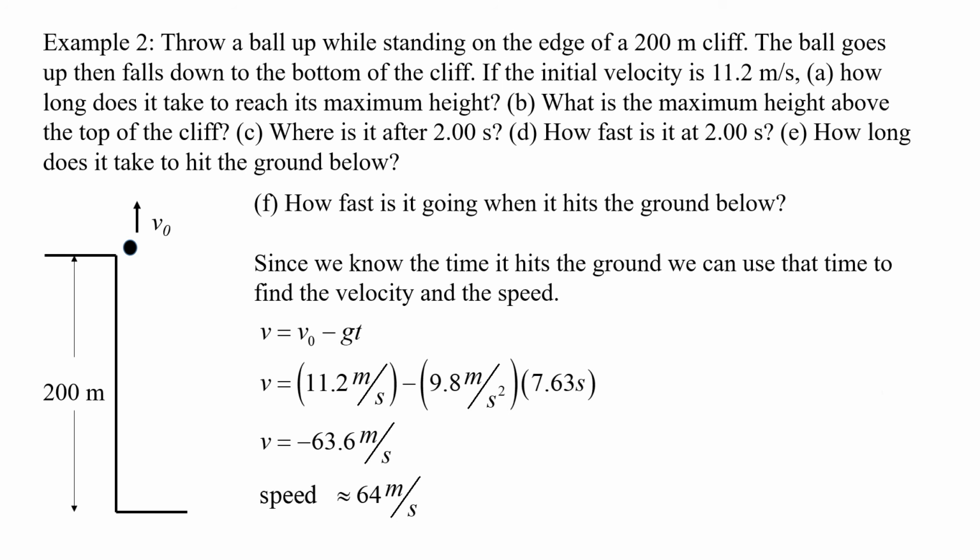Okay, so that's the end of this example. So you can see by carefully drawing a diagram, again, you don't have to be an artist, and choosing a coordinate system, it's very easy to just apply the kinematic equations, the position as a function of time and velocity as a function of time. And just be careful of the signs, and choosing up is positive and down is negative.